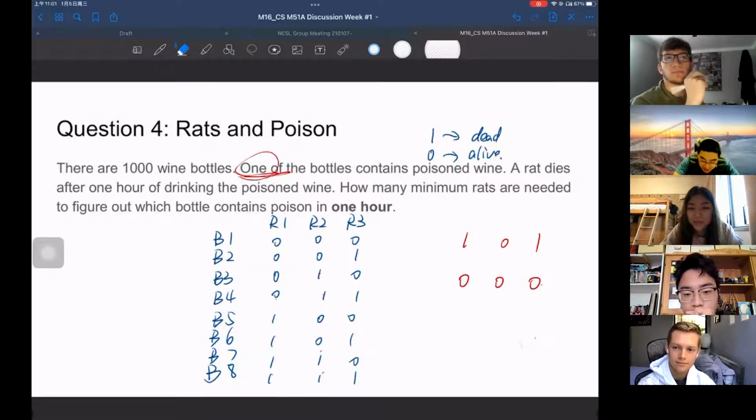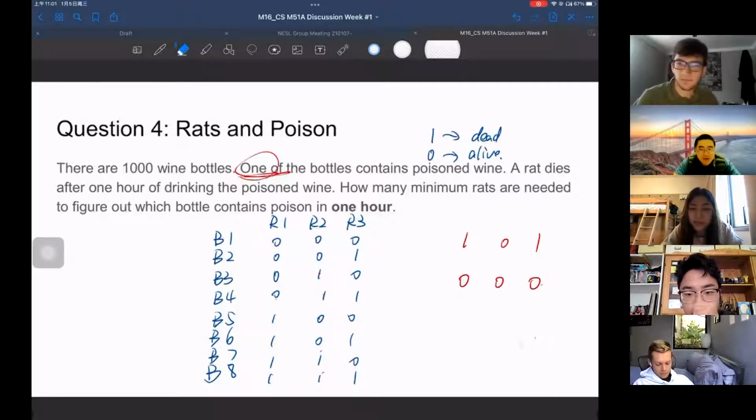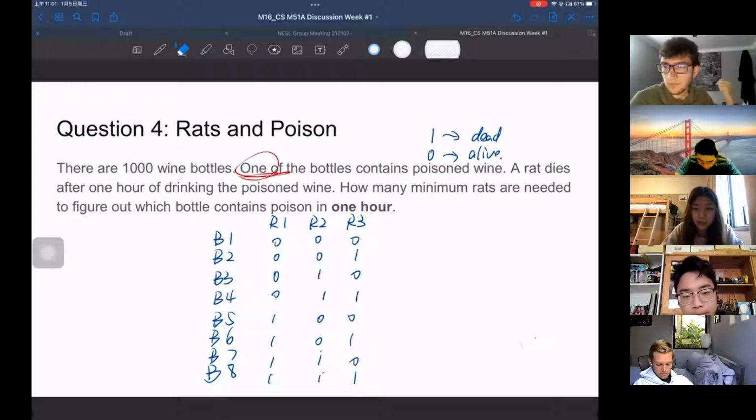Again, this is how we encode. We create this table, encode the bottles using the lives of the rats, and then we ask the rats to drink accordingly. Finally, we get the results and compare them against this table to know which code is being matched, and we know which bottle is poisoned.